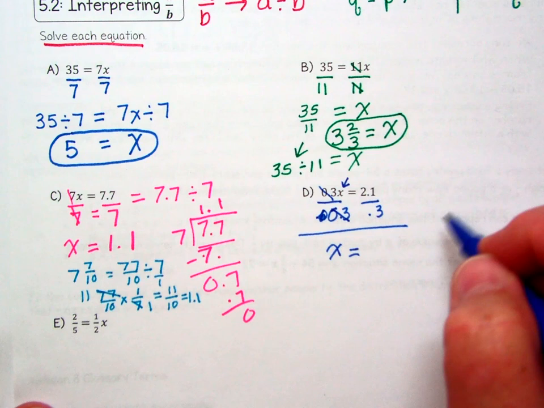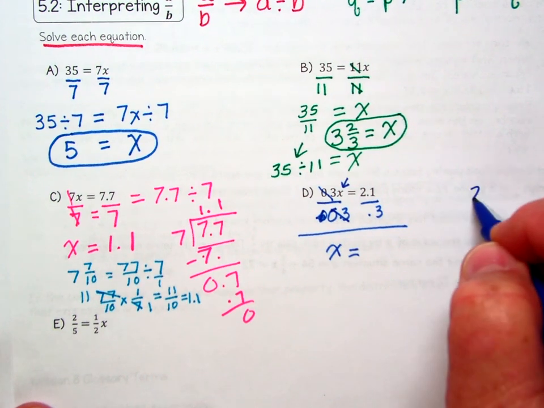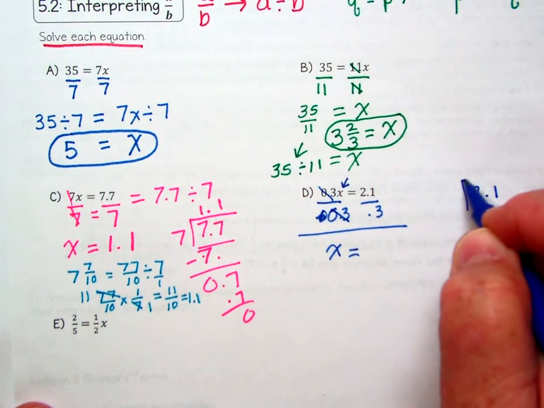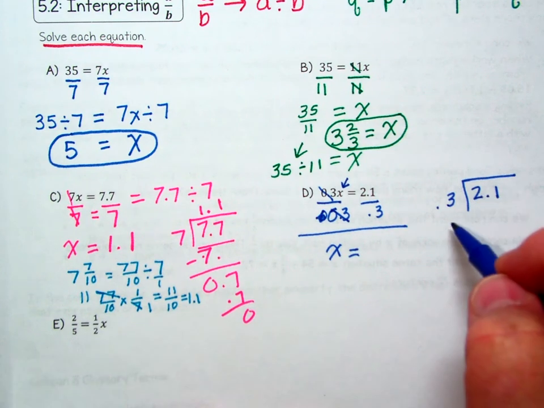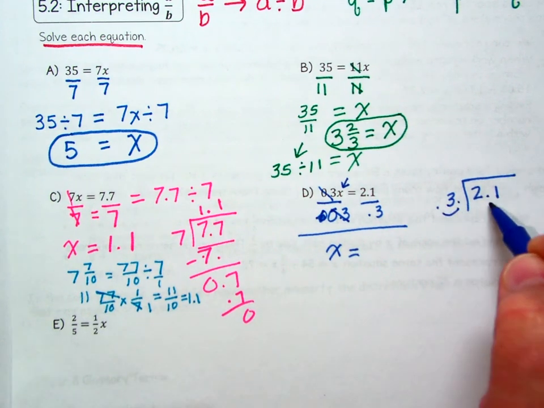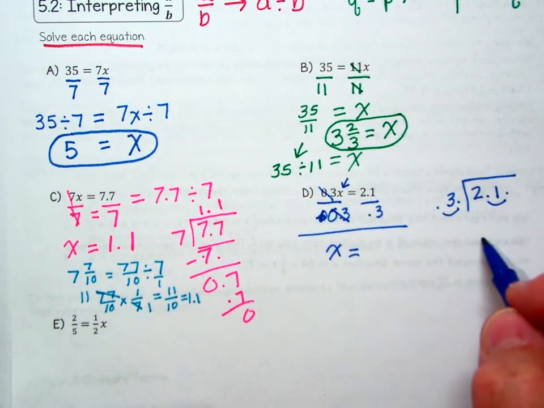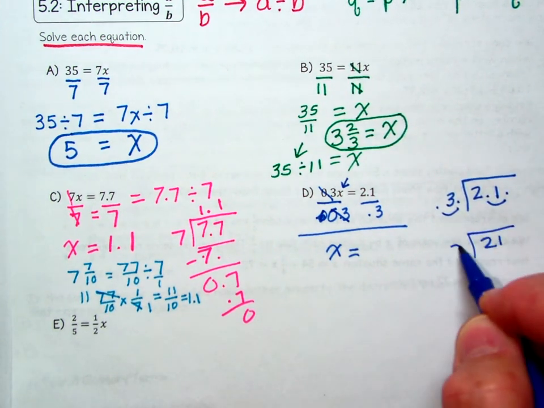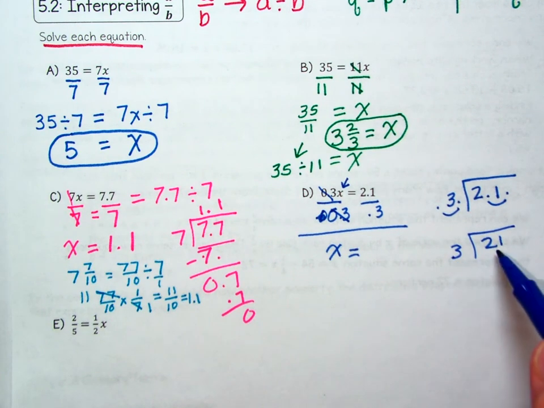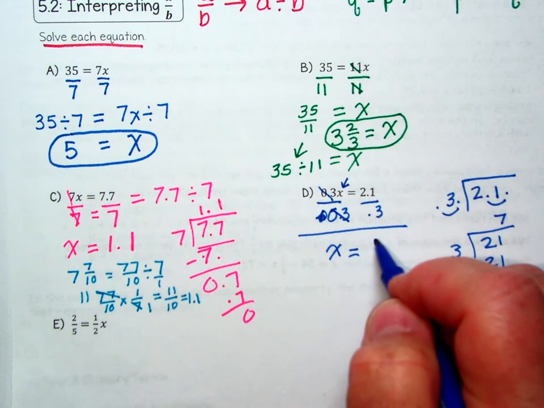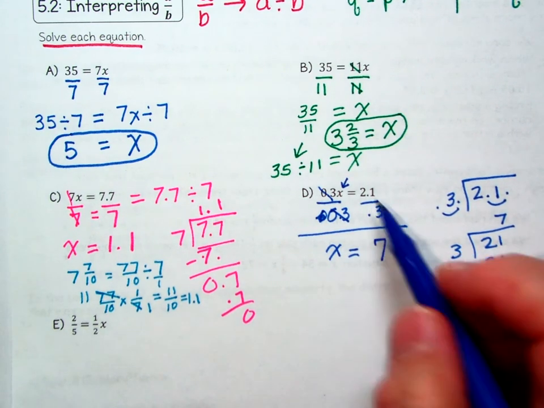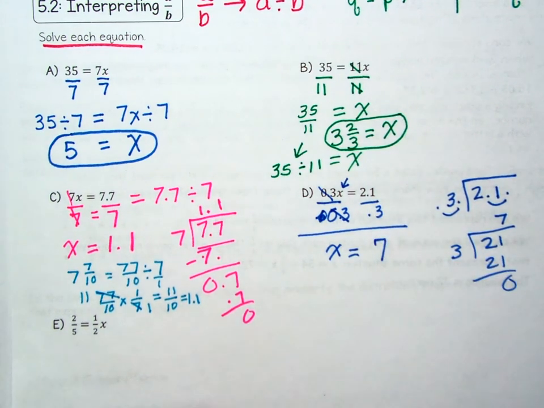So again, lots of different ways I could do this. This one is not too tricky to do as a long division problem. In this one, I would probably multiply both numbers by 10, because then this appears very easy. I know 21 divided by 3 is simply 7. So x equals 7.